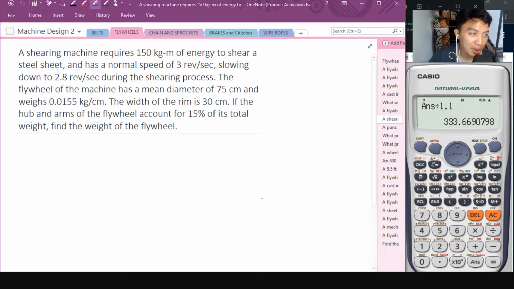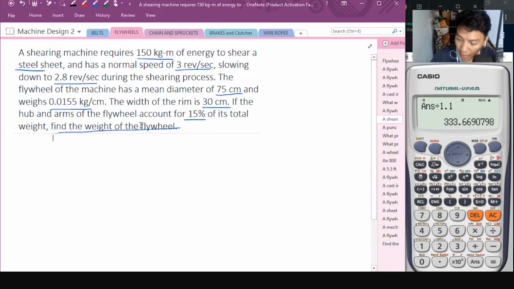A shearing machine requires 150 kilogram meters of energy. O, may energy ka na to shear a steel sheet. And has a normal speed of 3 revolutions per second, slowing down to 2.8 revolutions per second during the shearing process. The flywheel of the machine has a mean diameter of 75 cm and weighs 0.0155 kg per cm. The width of the rim is 30 cm. If the hub and arms of the flywheel account for 15% of its total weight, find the weight of the flywheel.